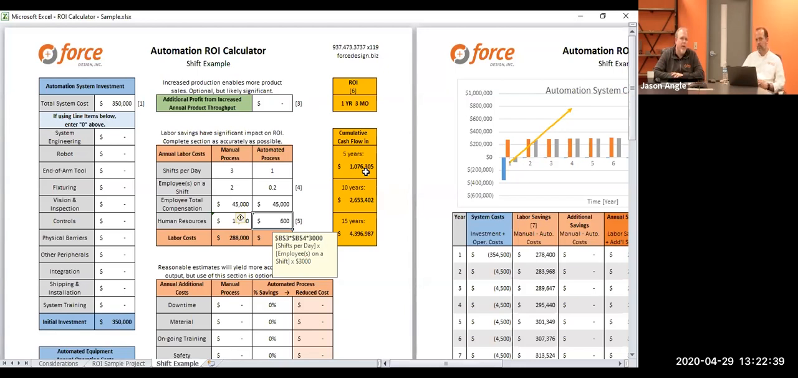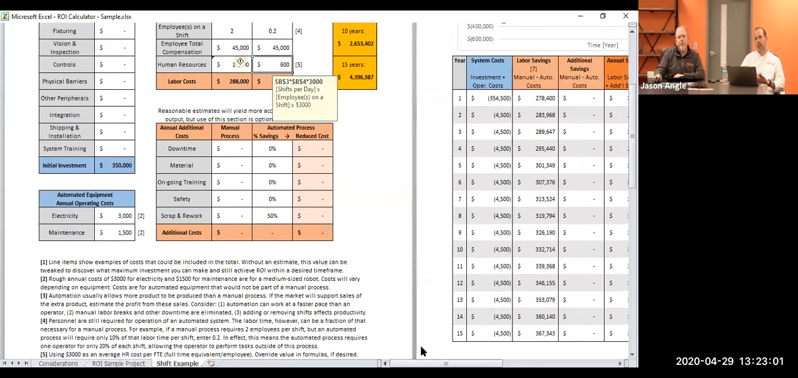In 10 years, you're at 2.6. And if you're lucky enough to have that contract for 15 years, you made almost $4.4 million more than if you would have continued to do this in a manual fashion. So I think this kind of speaks for itself as far as the effectiveness of doing this. And again, I'll come over here and we'll back out and show the graph and the table.